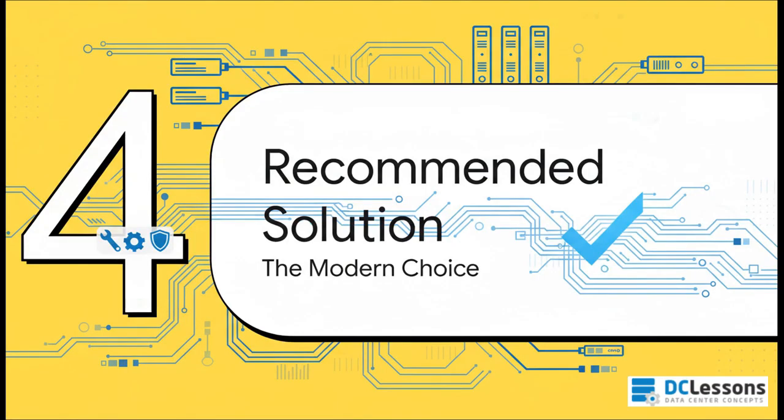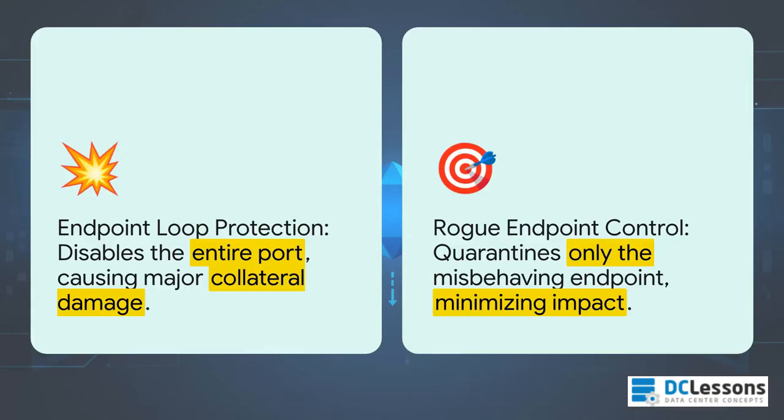So, we've looked at 3 different tools, but they are clearly not all created equal. When it comes to handling endpoint flapping, modern best practices point to one very, very clear winner. This slide says it all, doesn't it? Endpoint loop protection's port disable action is the networking equivalent of using a sledgehammer to hang a picture. I mean, sure, it solves the immediate problem, but you're going to have a lot of collateral damage.